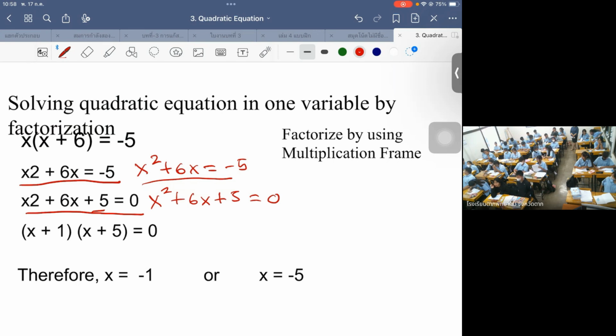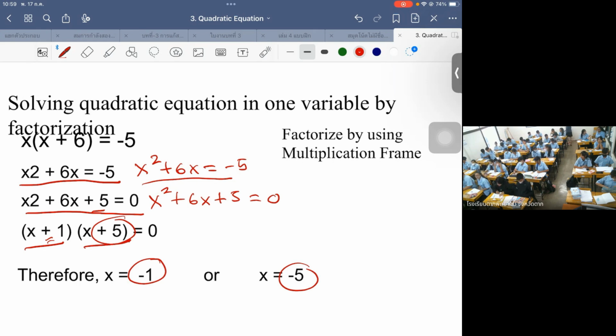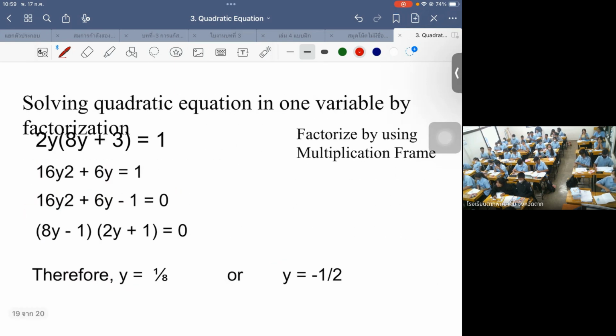And then, next step is find the factor. So we have three processes, right? Get the standard form, and then get the quadratic equation, and next is factor. So we have three steps. By doing that, again, we need to separate them. So that's why the answer is -1 and -5. All right? Question? No question? Another example.